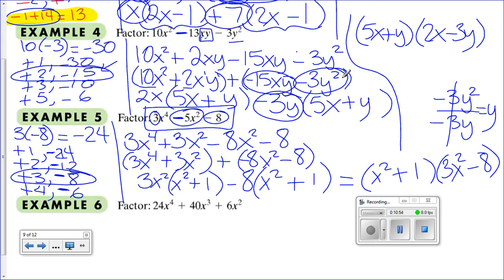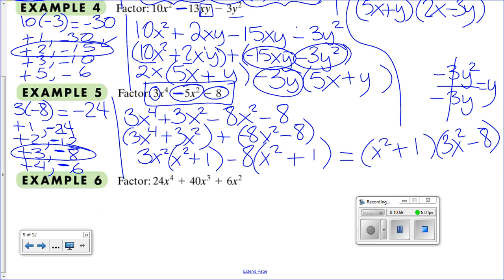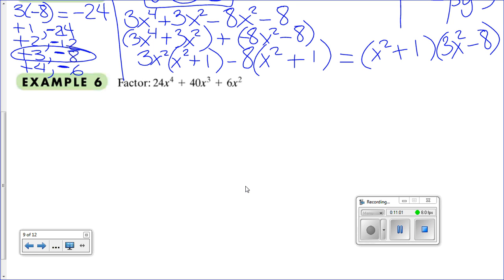Okay, let's look at this one here. Is there a GCF, something that we could factor out to make our life easier? 6. Well, 6 does not divide 40. 4. 6 cannot be divided by 4. 2. 2. And which variable? X squared, because we take the smallest exponent. So we factor out 2x squared.